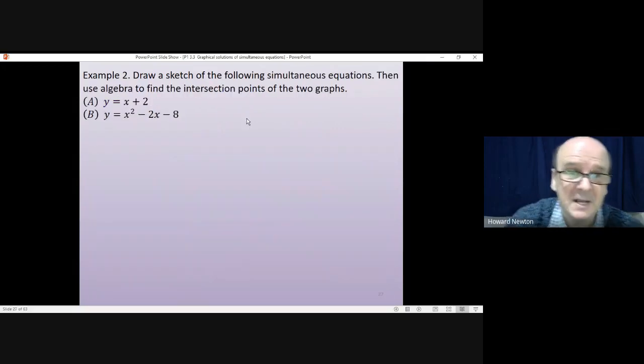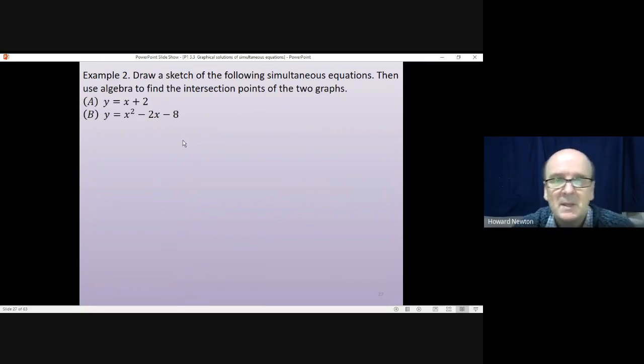Second example is slightly harder. The first equation is still a straight line, but the second equation now is a quadratic curve. But again, have a go yourself, try and sketch both of those, and then use algebra to find where the line crosses the quadratic curve. Pause the video, come back to me when you're ready.